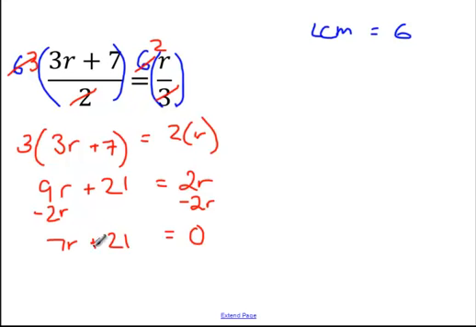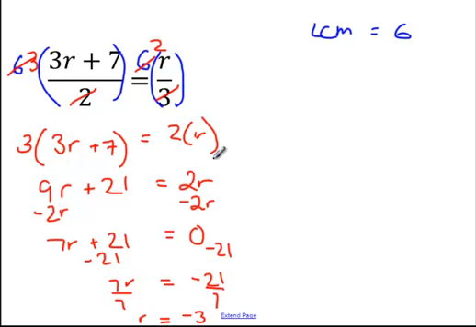Now I'm going to deal with this plus 21. I can take 21 away from both sides. Okay, and that leaves me with 7r is equal to negative 21. And divide both sides by 7 to get r is equal to negative 3.